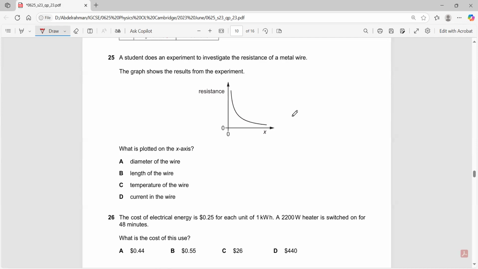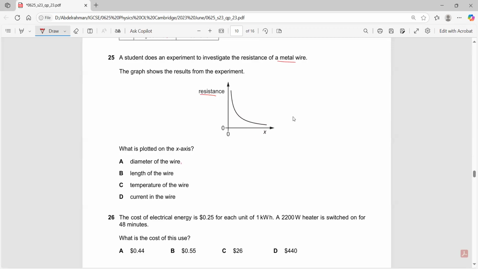As something increases, the resistance decreases, right? This is an inversely proportional graph. So as something of this wire increases, the resistance decreases. What is it? The diameter?